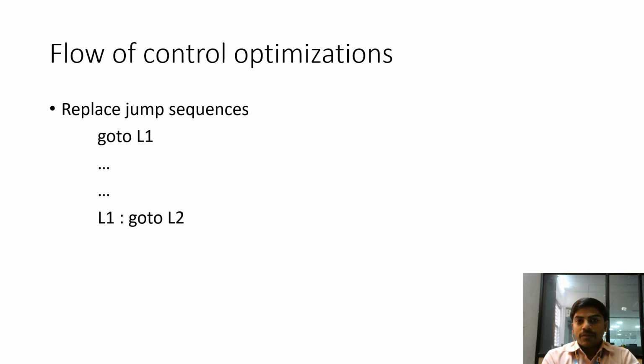Flow of control optimization is the next ideology. So there is a statement called go to L1, which is followed by a sequence of statements in between, and when the control jumps to L1, it again asks the computer to jump to L2. Rather, it can directly tell the computer to go from L1 to L2. Why is there an intermediate jump? So these kinds of jumps can also be eliminated. Direct jumps can be introduced.